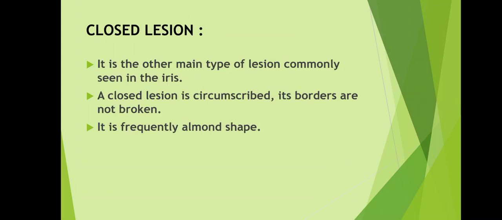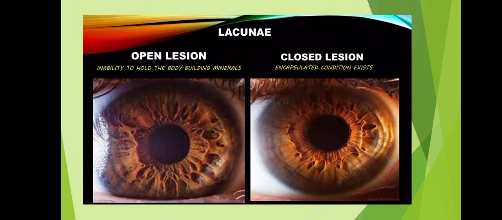Next is the closed lesion. It is the other main type of lesion commonly seen in the iris. A closed lesion is circumscribed. It contains borders that are not broken. It is frequently almond in shape. In this picture, we can see both open and closed lesions. The open lesion is open at one end and it faces towards the periphery. The closed lesion is circumscribed and looks like an almond.